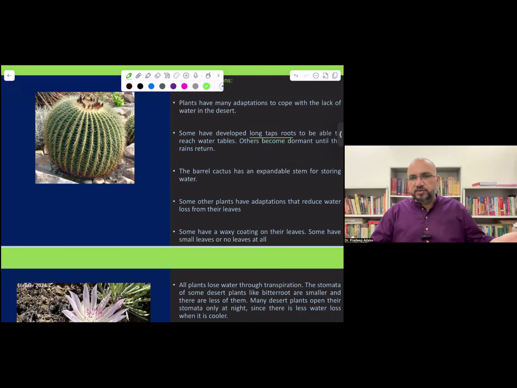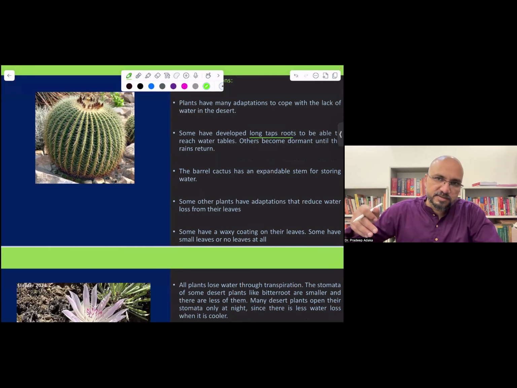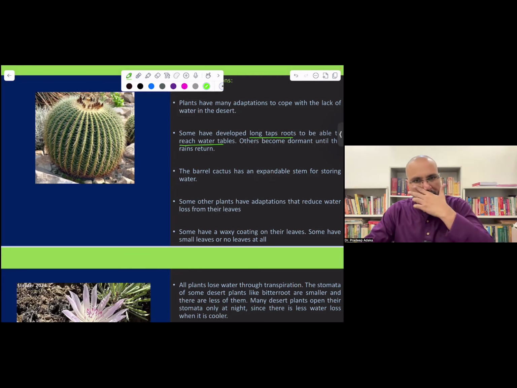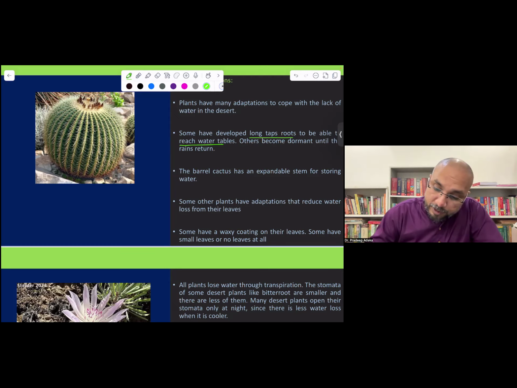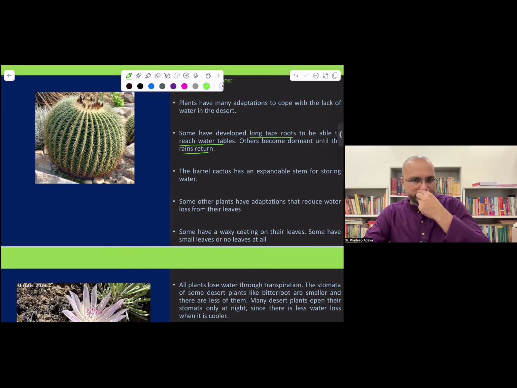Because on the surface, whatever moisture is there is evaporated quickly. So some plants send their roots very deep to trap water from the deeper layers of the soil. They are able to reach the water table and absorb water from there. Some other plants become dormant until rains return. During the drought period, they remain dormant, and their seeds will germinate only when the rain comes.